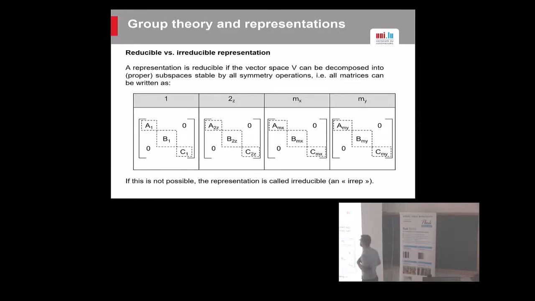Okay. So now we have a distinction to make between representations that are called reducible and representations that are called irreducible. Right. So this distinction is made in the following way. You have your matrix associated to every symmetry element. So if you're able to find a basis in your vector space where all those matrices can be written in the same block diagonal form, like this, then the representation is called reducible. And if you can't do that, it's irreducible.